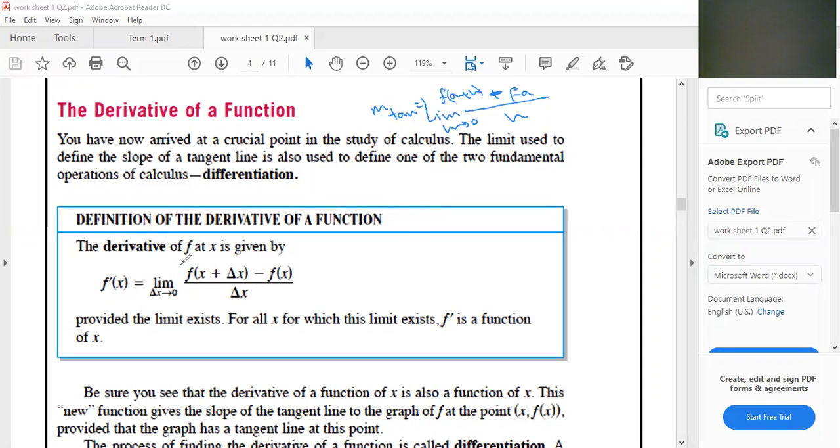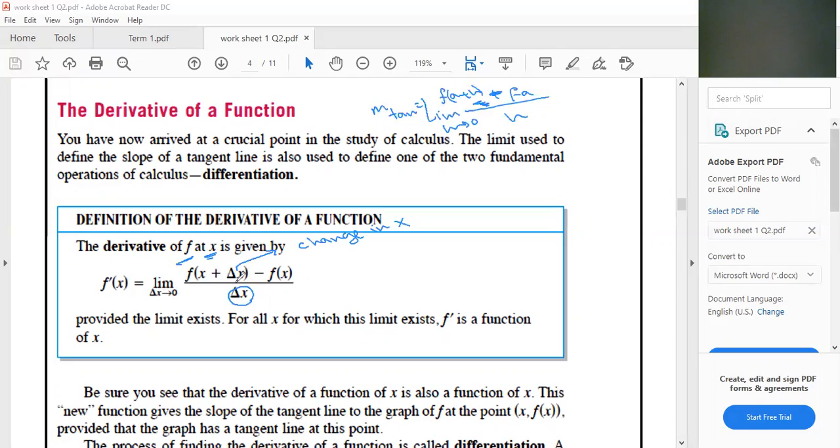The derivative of the function f at x is given by this rule: the limit of f of x plus delta x minus f of x over delta x. I refer to a change in x as delta x. It's the same as h, which, as I told you before, means the change in x. I can refer to it by using delta x or using h. With this rule, I find the derivative of the function, okay?